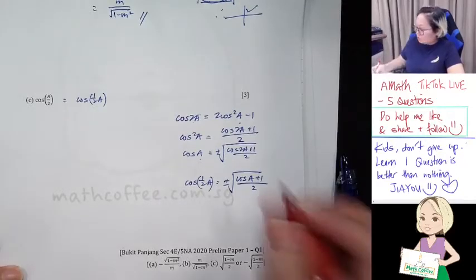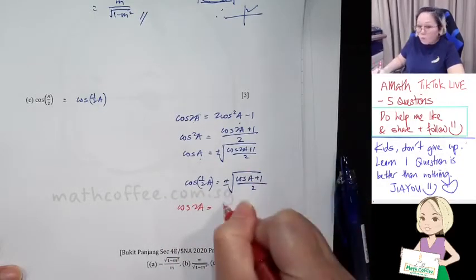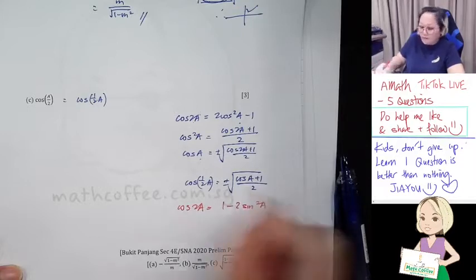Okay, so I will use cosine 2A is equal to 1 minus 2 sine square A.